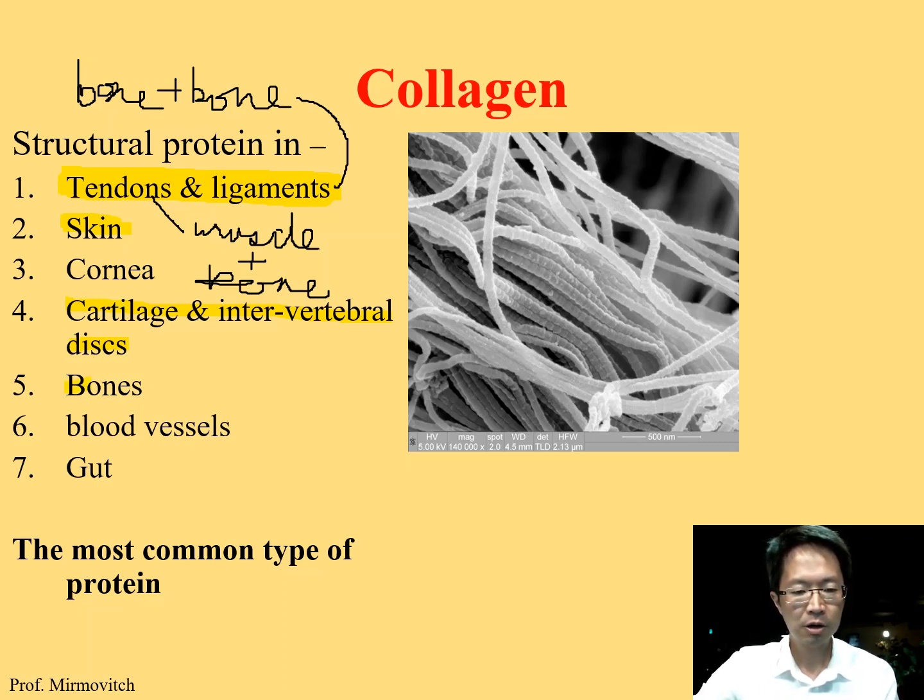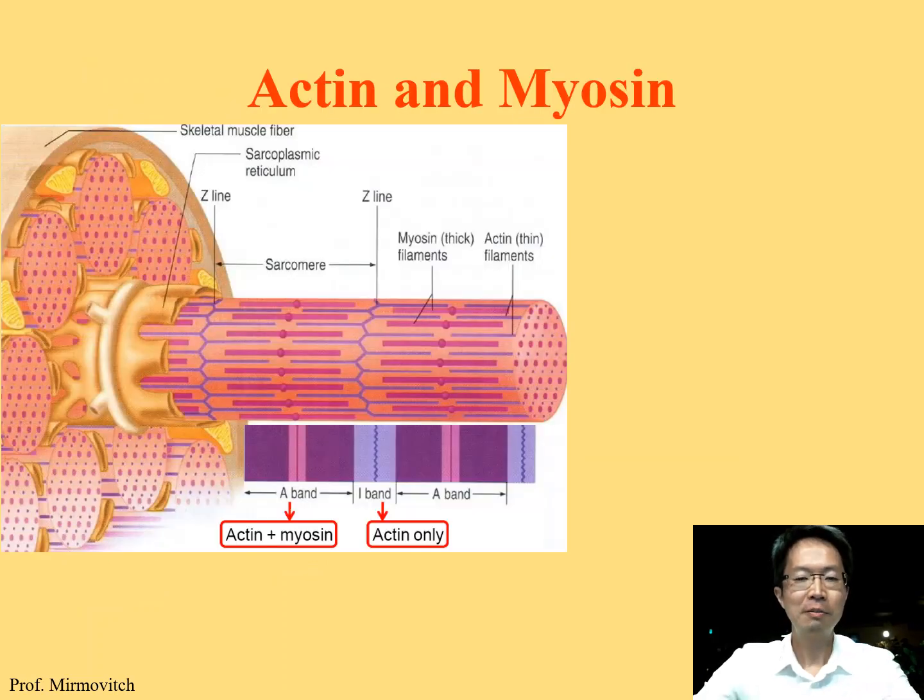You also have collagen in bones. You have collagen in blood vessels, and you have it in the gut as well. They say that collagen is the most common type of protein. Well, probably. That I'm not so sure. But yeah, probably collagen is the most common type of protein. So actin and myosin.